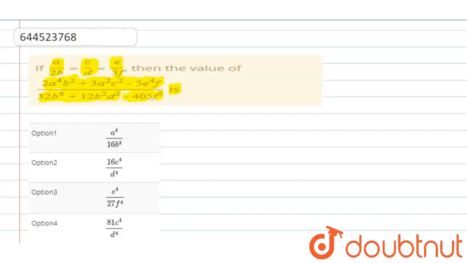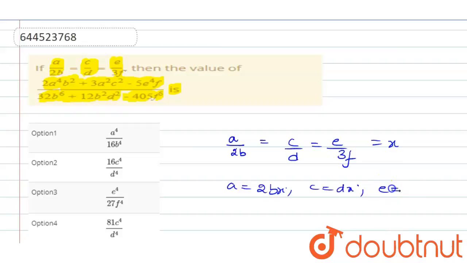In the given question, we can see that a by 2b equals c by d equals e by 3f. Assume that all this equals x, so that a is equal to 2bx, c is equal to dx, and e is equal to 3fx. Here we can see the numerator. Take the numerator, that is 2a power 4 b square plus 3a square c square minus 5e power 4 f.